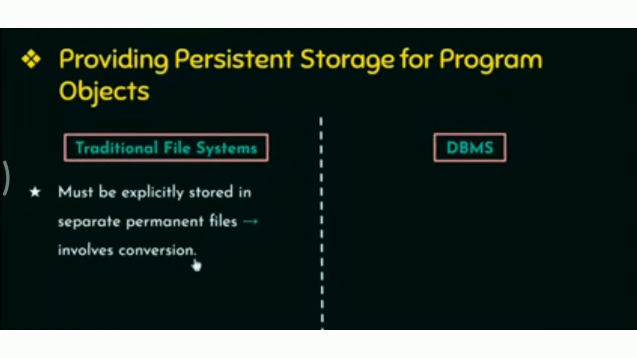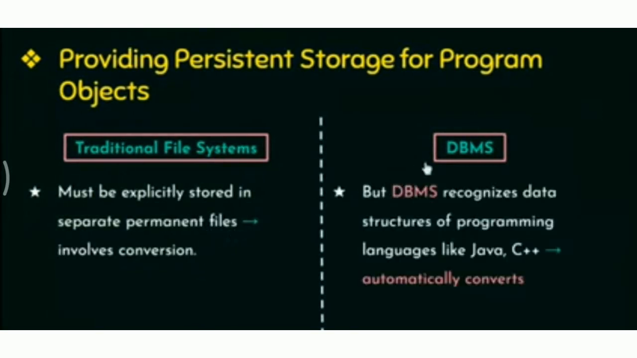So here in a traditional file system, data must be explicitly stored in separate permanent files, which involves a conversion. DBMS recognizes data and the structures of programming languages like Java, C++ and automatically converts here. Okay. And so this is also a main advantage of a DBMS.